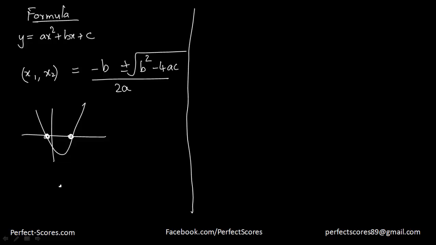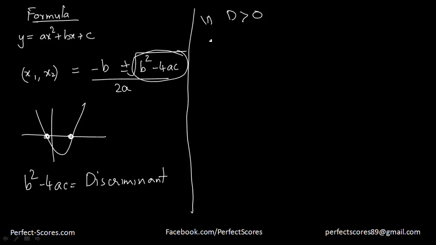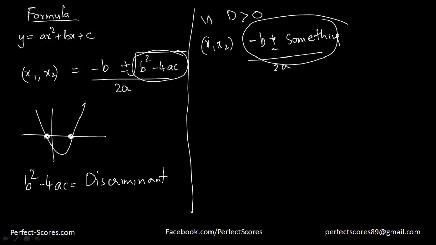Now from here, let's say this b square minus 4ac is known as the discriminant. Why is this known as the discriminant? I'm going to tell you right now. If this discriminant is greater than 0, you're going to have your two roots equal to minus b plus or minus something divided by 2 times a. That means two different roots, one plus something and one minus something. So when d is greater than 0, you will have two real roots.